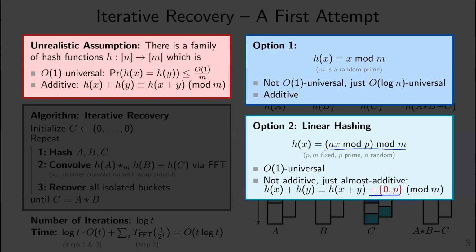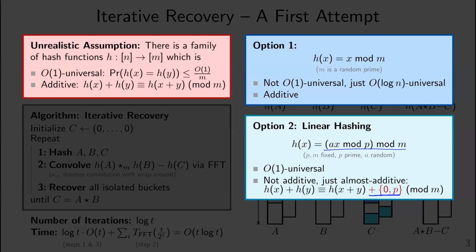Now, for most algorithms which expect an additive hash function, this error term, this offset, is not a problem. It's just a technical complication. But for this algorithm, for iterative recovery, it's actually a deal breaker. Let me give you a very vague intuition why. Whenever we hash the vector A star B minus C, what's happening due to this offset is that each entry is hashed to two buckets.